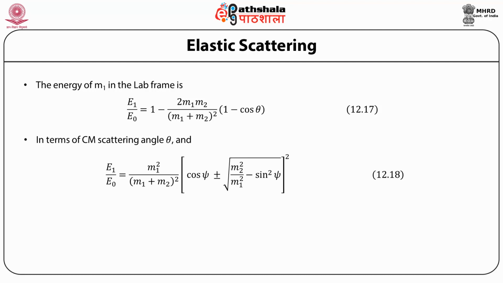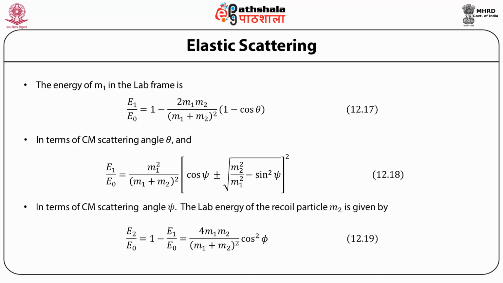Then substituting for theta, we get the expression E1 by E naught is m1 square divided by m1 plus m2 whole square multiplied with this expression, which is cosine psi plus or minus the square root of m2 square by m1 square minus sin square psi, whole square. So in terms of the scattering angle phi, the lab energy of the recoil particle m2 is given by E2 by E naught is equal to 1 minus E1 by E naught, which is 4 m1 m2 divided by m1 plus m2 whole square cosine square phi.